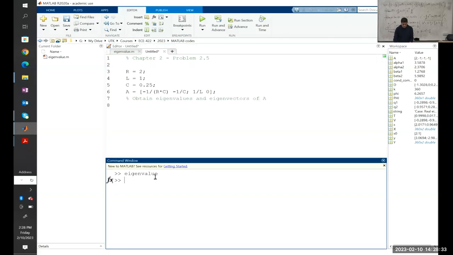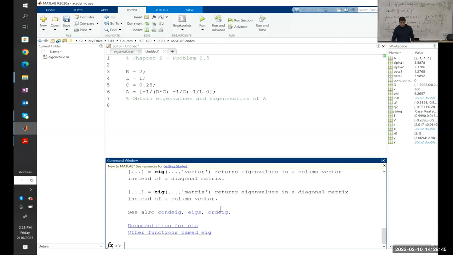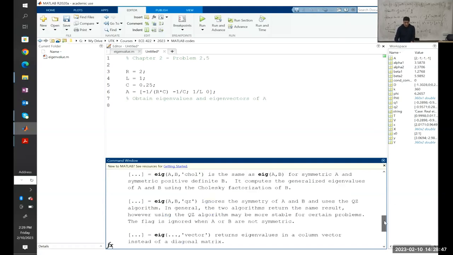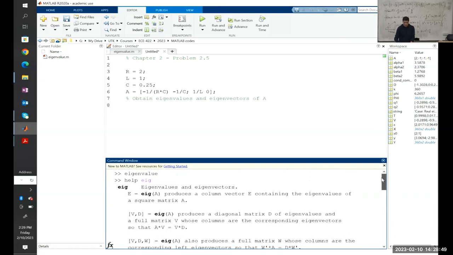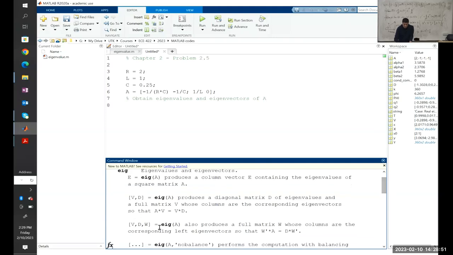When you don't know how to use that command, you just type help EIG and you will have a full description of how you can use that command. When my computer is ready, there it is. Yeah, we have a full description here. So we're going to use this second use of the command. We will get the eigenvalues of A, but you will get two matrices.